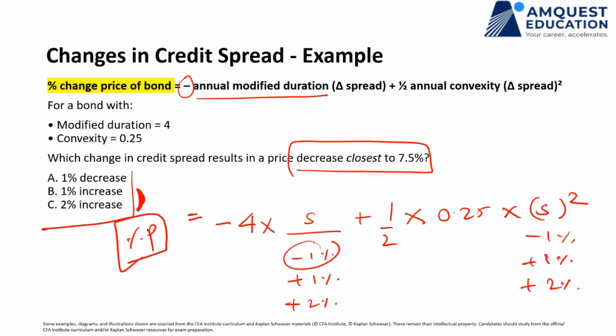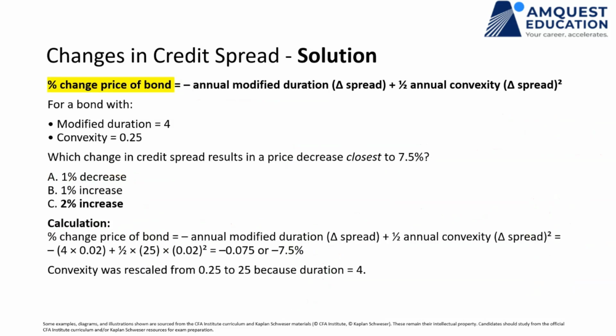A decrease obviously is not applicable, because if the spread decreases, yields decrease, and if yields decrease, the price will increase. So this option is automatically ruled out. You will have to just solve for both of them and see which leads you to a 7.5% decrease in price. So put a 2% here and you solve and you get a 7.5% decrease in price.